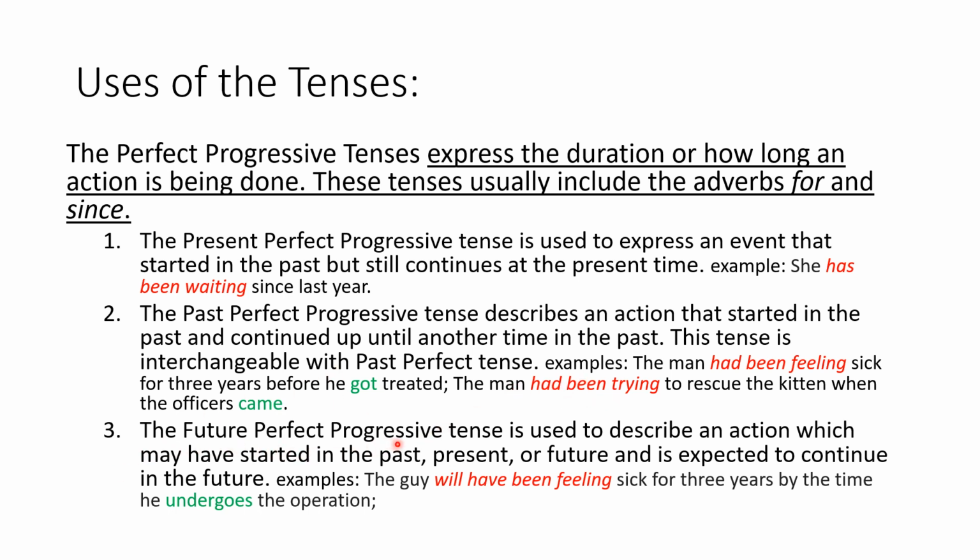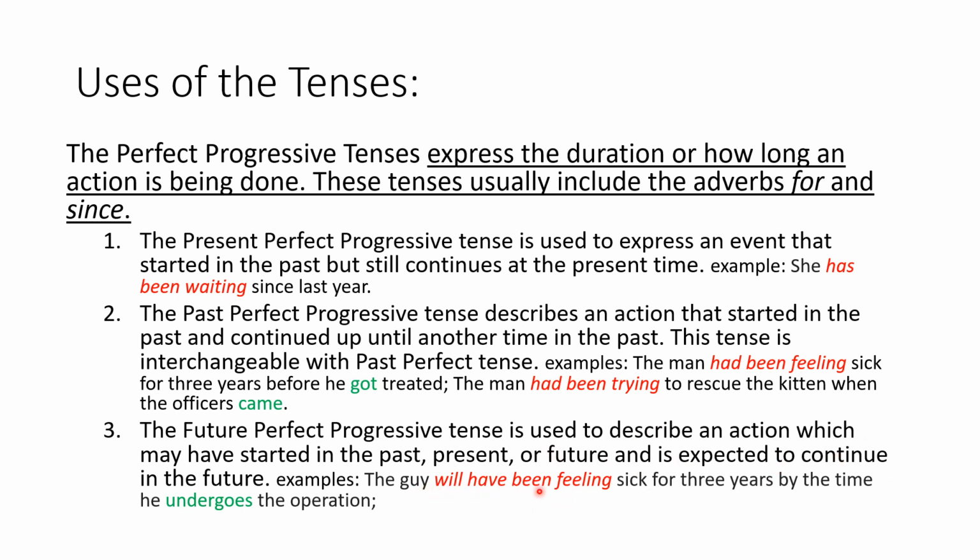Next, the future perfect progressive tense. This one is used to describe an action which may have started either in the past, present, or future, and is expected to continue in the future. Example, the guy will have been feeling sick for 3 years by the time he undergoes the operation. So the use of the future perfect progressive tense here is simply for the purpose of describing an action which is expected to continue still in the future.